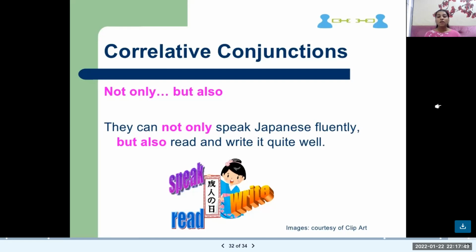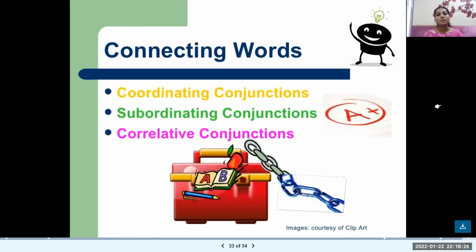So what are they trying to tell? That not only can they speak a particular language, but they can also read and write it quite well. Now, so many things are happening. You are telling me that someone can speak, read, and write a particular language. So to frame that properly and not make it overcrowded, you use these correlative conjunctions. So what are they trying to say? That they can not only speak, but they can write and they can also read, right? And this is how it is used in a sentence. And what is it? Correlative conjunction.